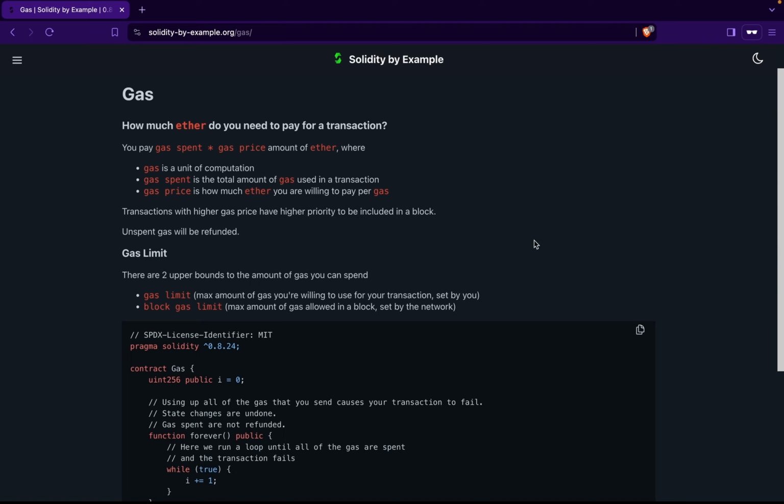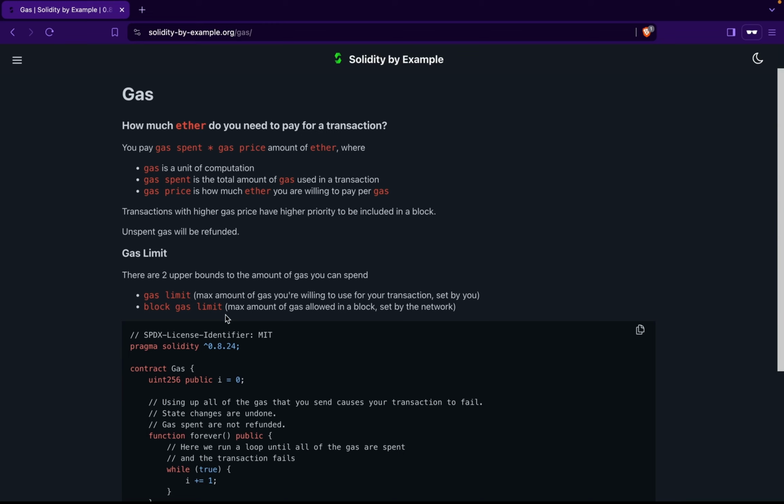There are two bounds to the amount of gas you can spend. One is the gas limit. This you will set for your transaction so that you don't end up paying a lot of money for your transaction. You can set an upper limit. Let's say you don't want to pay more than 60 ether for your transaction. So you can set the value as 60, and if the execution goes above that, the transaction will fail.